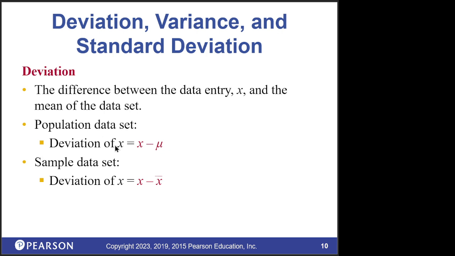And so for a population, we would say that's the data value x minus the mean, but we're going to use mu to represent a population mean. For a sample, it's the data value x minus x bar, the mean, but we're going to use x bar to represent a sample data set. So I'm going to come back to Excel and focus on Corporation A. And we're going to make a table column to calculate the deviations.